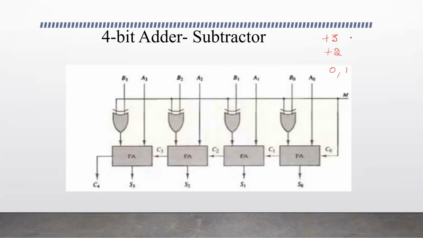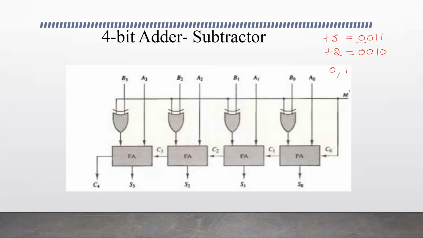The signed magnitude representation of 3 is 0, 0, 1, 1, and 2 is represented in binary as 0, 0, 1, 0. Here the fourth bit is the sign bit. Let's take the first case.